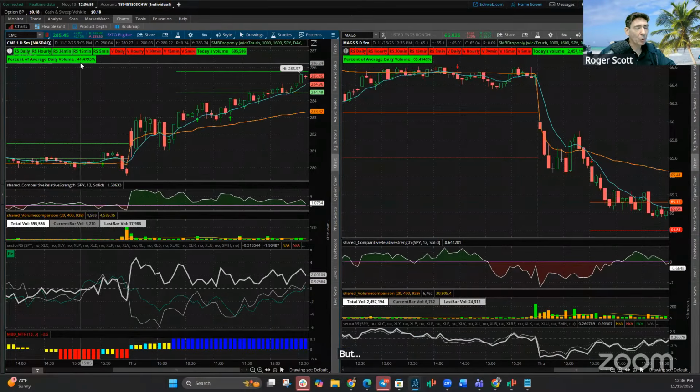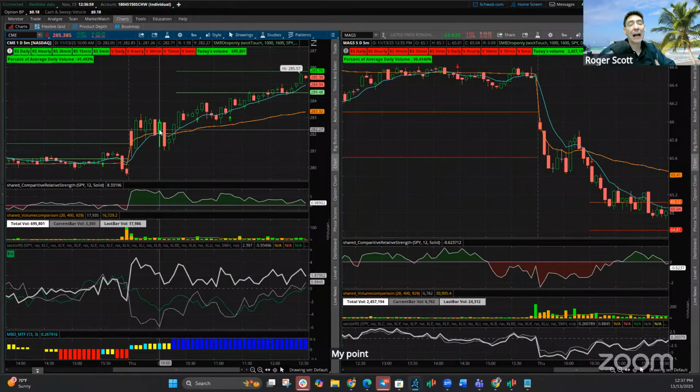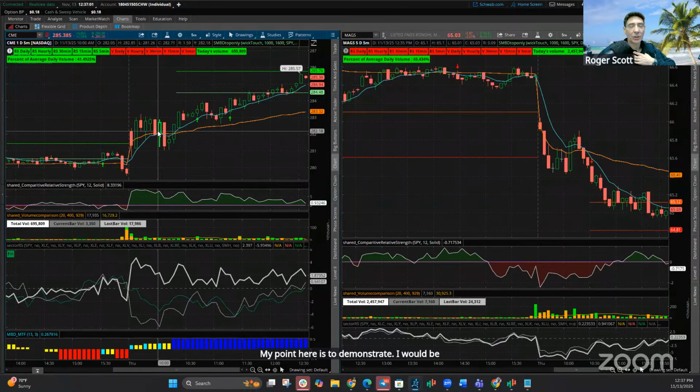And again, volume, we're only at 41%, so it does not have high volume. My point here is to demonstrate. I would be much more comfortable day trading to the short side right now.